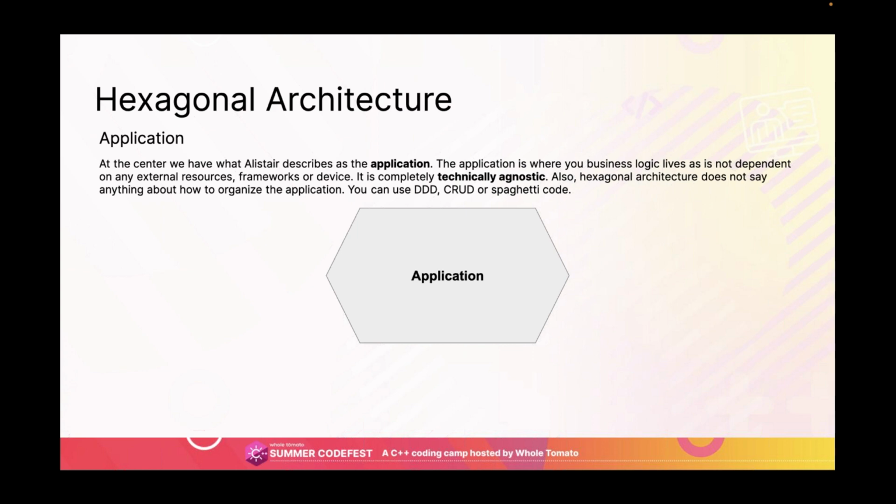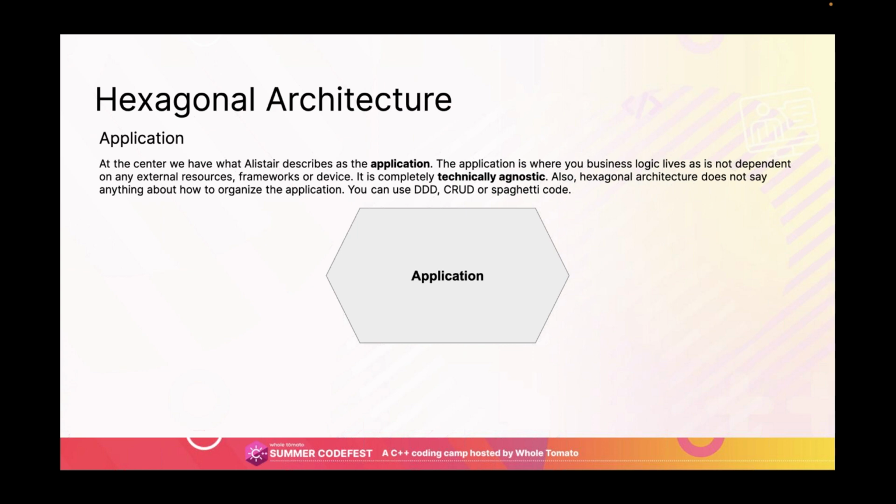And in hexagonal architecture, what Alistair says is at the center is what he calls the application. It's our core. And in the application is where our business logic rules. And our business logic in this center is not dependent on any external resources. This is key. It's not dependent on any frameworks or any device or anything. It's completely technology agnostic and should be implemented with just pure language stuff that we normally have when programming in that language.